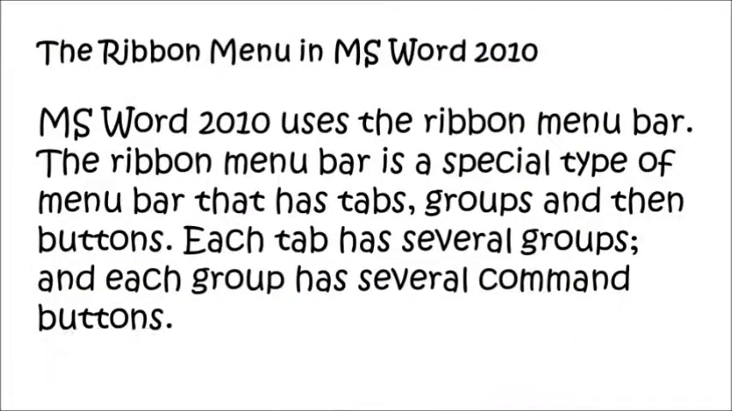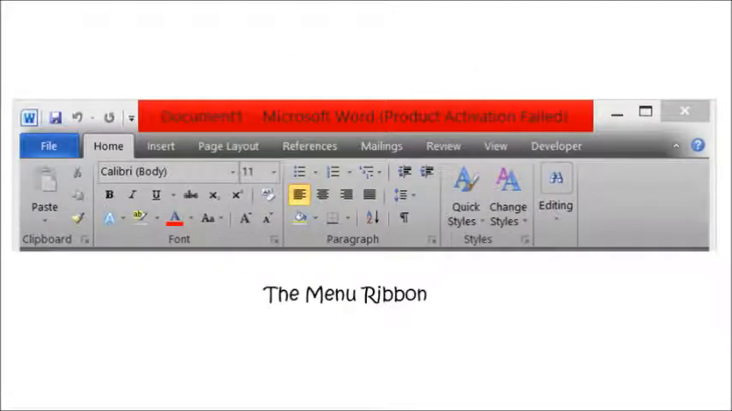The ribbon menu in Microsoft Word 2010. Microsoft Word 2010 uses the ribbon menu, which is a special type of menu bar that has tabs, groups, and then buttons. Each tab has several groups, and each group has several command buttons. Here you can now see how the menu ribbon is. You can see the tabs: we have the Home tab, the Insert tab, the Page Layout tab, up until the Developer tab. But by default, the Developer tab does not show up.